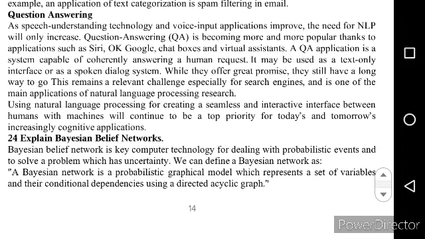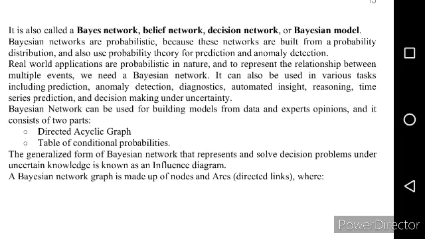Explain Bayesian belief networks. A Bayesian belief network is a key computer technology for dealing with probabilistic events and solving problems which have uncertainty. We can define a Bayesian network as a probabilistic graphical model which represents a set of variables and their conditional dependencies using a directed acyclic graph. It is also called a Bayes network, belief network, decision network or Bayesian model.